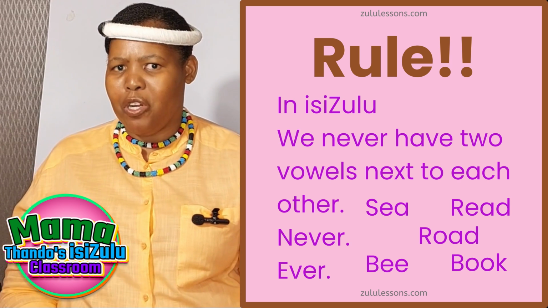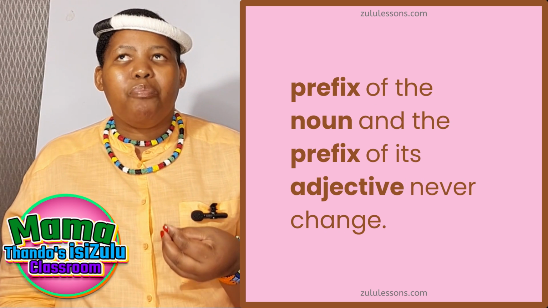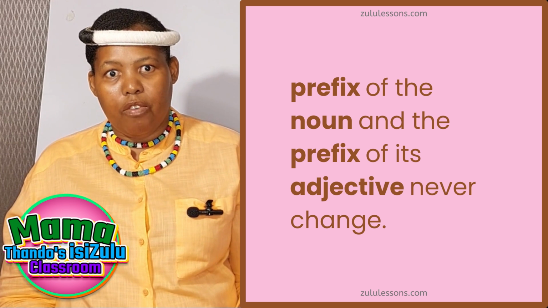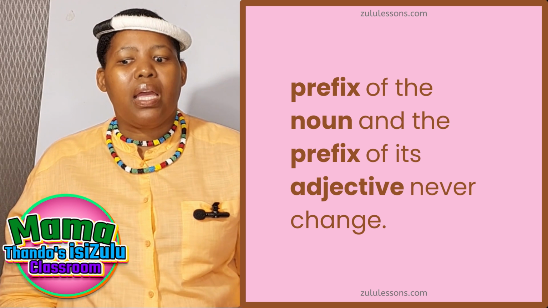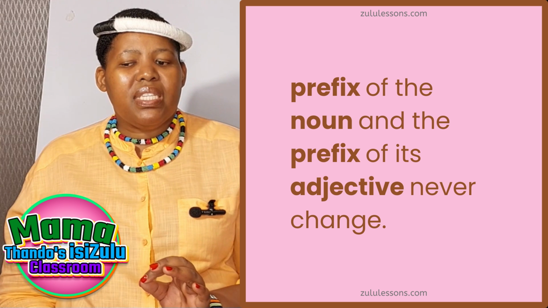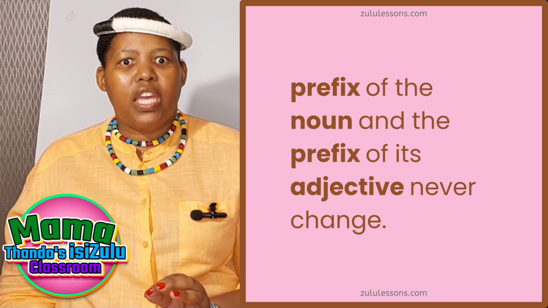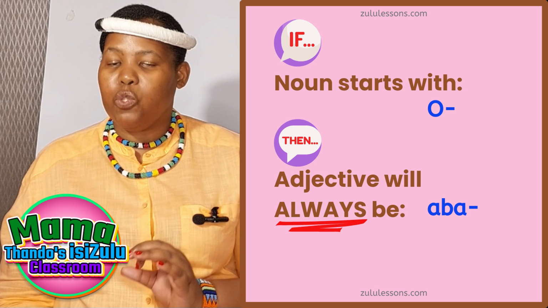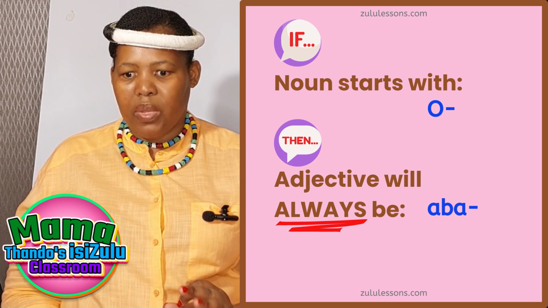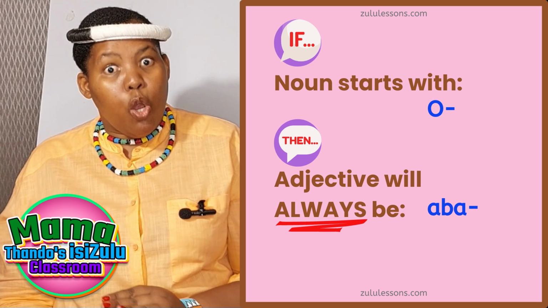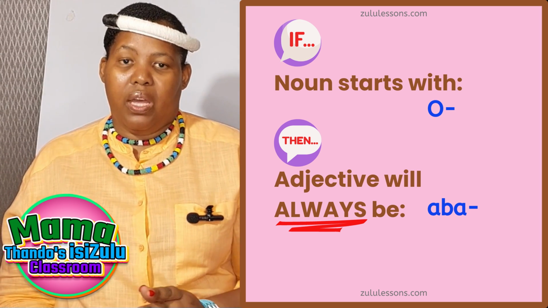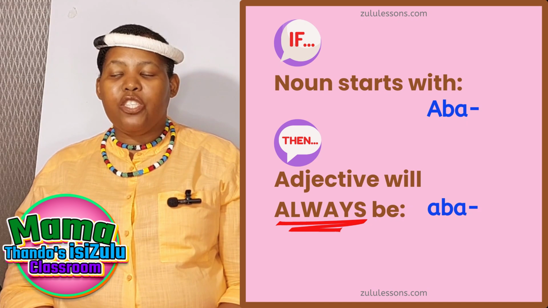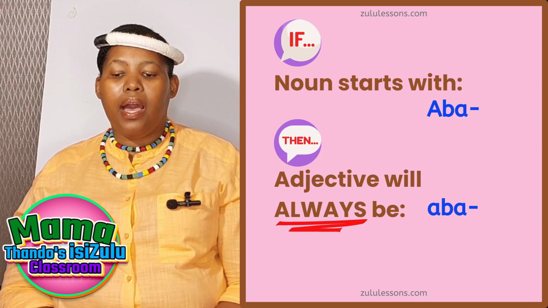Yeah, let's move on. So, the prefix of the noun and the prefix of its adjective, the word that is describing that noun, their prefixes never ever change. They always go together, just like this. If a word starts with an O, then its adjective will always start with aba. If the word starts with aba, then its adjective will always have the prefix aba.